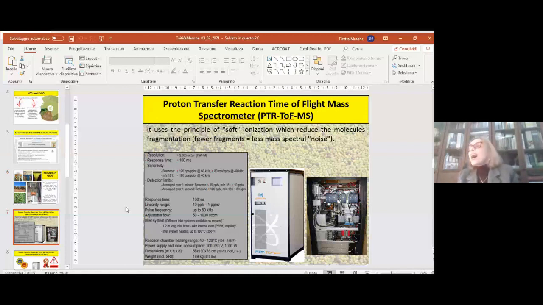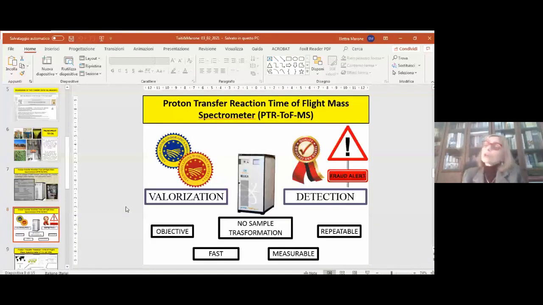The PTR-TOF-MS allows a rapid acquisition of the volatile profile fingerprint of each sample, determining the compounds at very low concentration with high mass resolution and without sample alteration. And the PTR can in general confirm the validity of the food certification systems by preventing anomalous samples from being fraudulently marketed with quality marks or in non-corresponding commercial categories, in an objective, rapid way without manipulation of the sample, giving measurable and repeatable results.